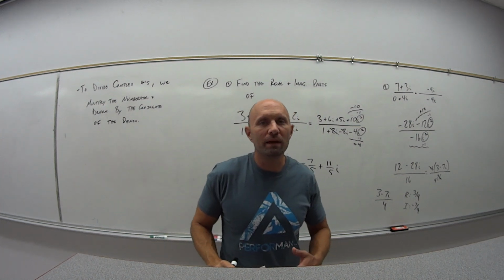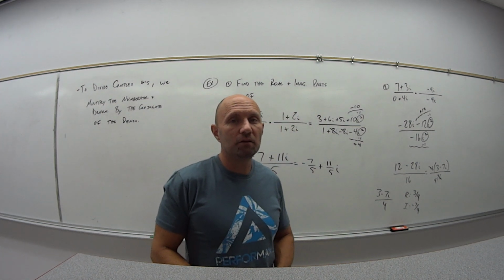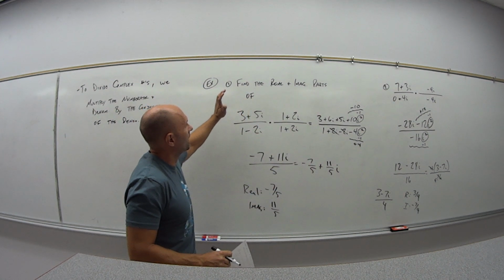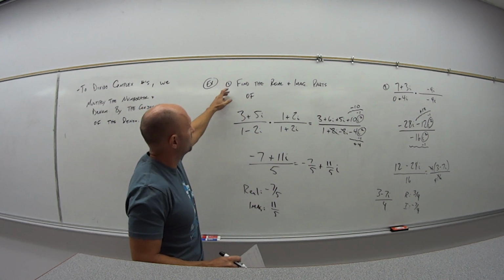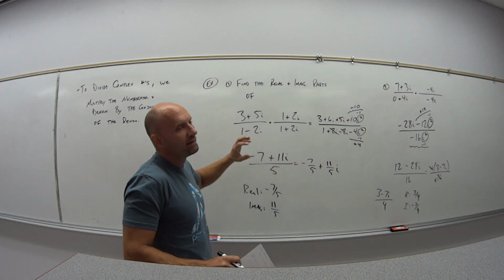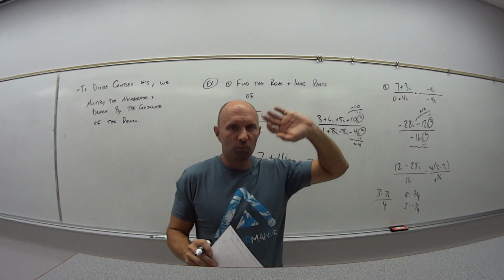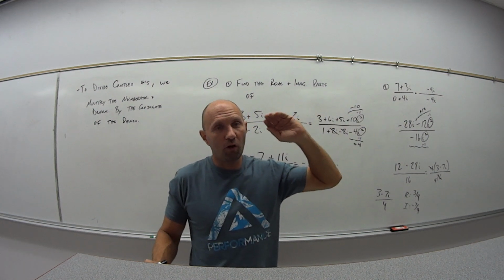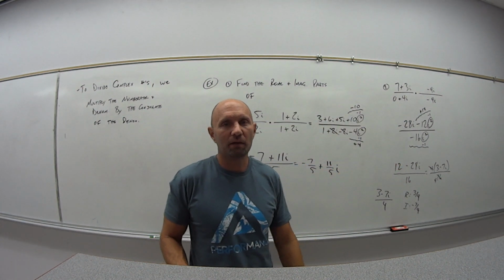So that's how we divide complex numbers. This is how it'll be worded on a test: find the real and imaginary parts of this guy, and that has to be your signal, your bells and whistles, your red flag, whatever, that says, oh, I need to multiply by the conjugate.